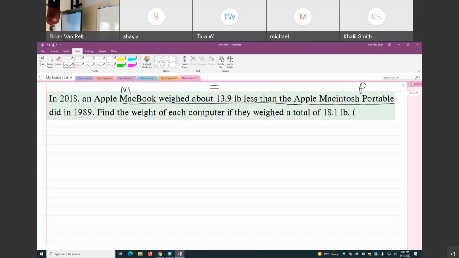It's 13.9. Nope. It equals P minus 13.9. It's 13.9 pounds less than the portable one. You guys understand that equation? Good. Now, also we have, they weighed a total of 18.1 pounds. Give me the equation for that.